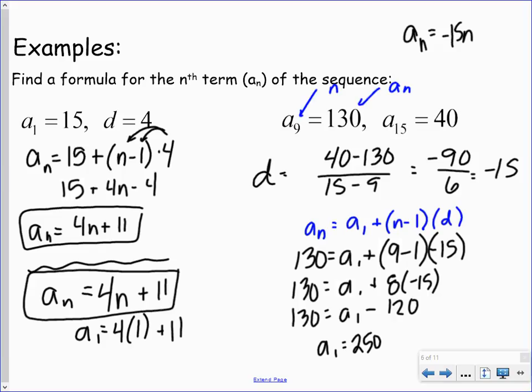If I check a sub 1, and I'm going to do this kind of mentally here, negative 15 times 1 would just be negative 15. But I really need my first term to be 250. What would you have to add to negative 15 to make it 250? 265. You'd have to add 15 to get back to 0, and then you'd have to add 250 more. So put a plus 265 on the back of your rule, and this should work.